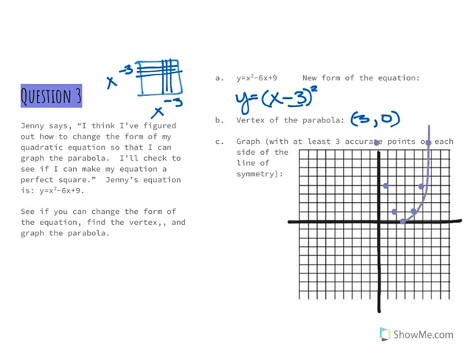And this would be, excuse the fact that I'm a little off, but that would be the graph of our function.